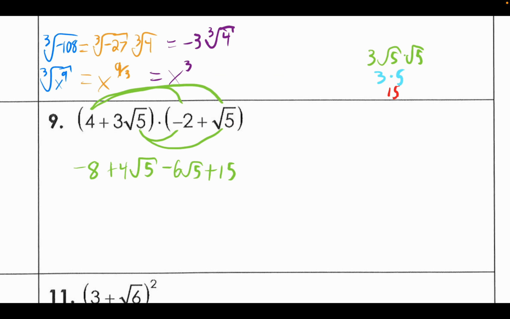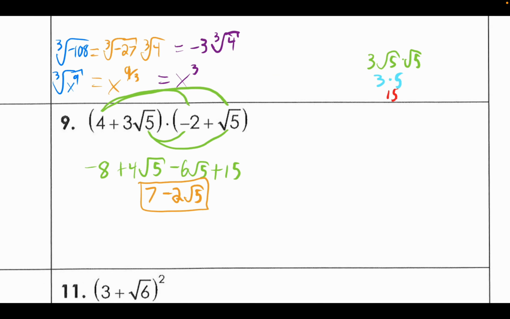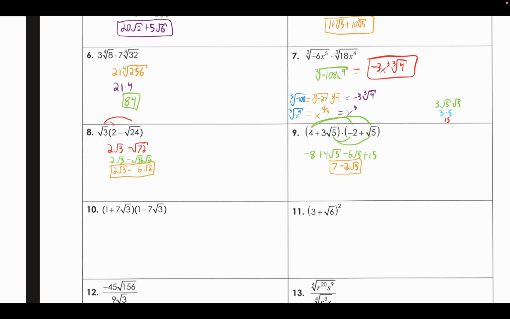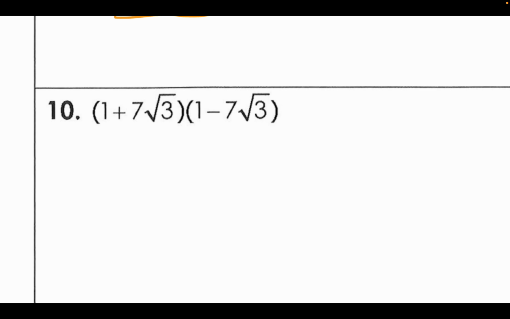And so now as we combine like terms, negative 8 plus 15 is 7. And we can combine these square roots of 5, since they're both common radicals. And we get 4 minus 6 is negative 2 square root 5. And now we'll move on to number 10. And we'll do the same thing.